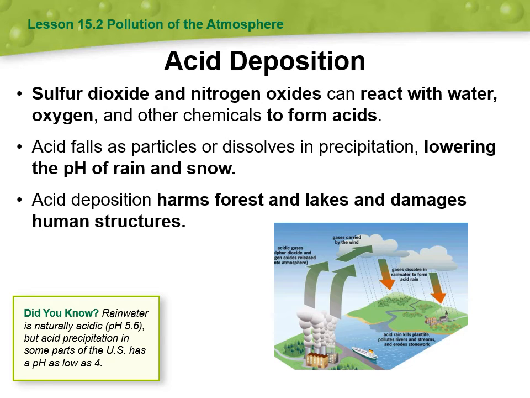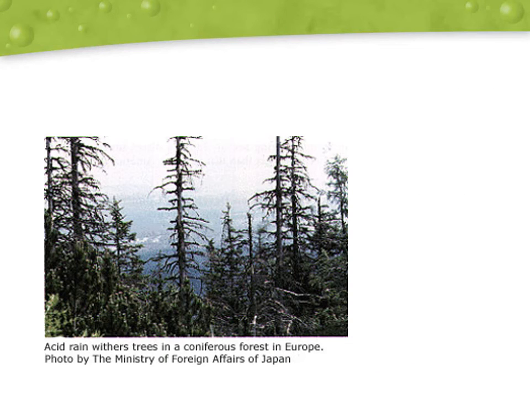So we have a lower pH of rain and snow, and lower pHs are acids, and it's going to harm our forests, lakes, and damage human structures. And like I said previously, the pollution can be made in one place, and the weather moves it, and it can fall in a totally different place that's not producing the pollution. As a matter of fact, a lot of our pollution lands up affecting cities in Canada, which they're not too happy with.